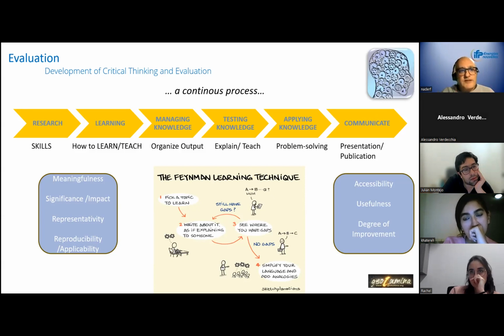So from one side, you have to ask about the meaningfulness of the data, of the skills, of the studies, of the learning, the significance and their impact. What will be the significance on you, on your project, on your work, on your research, on your career? What is their representativity? Like I said, even in the work on sedimentology.